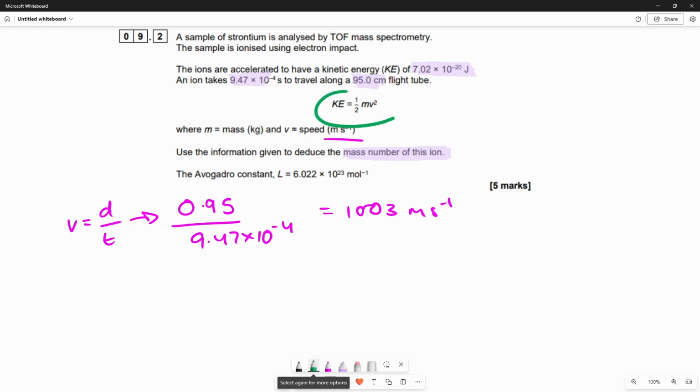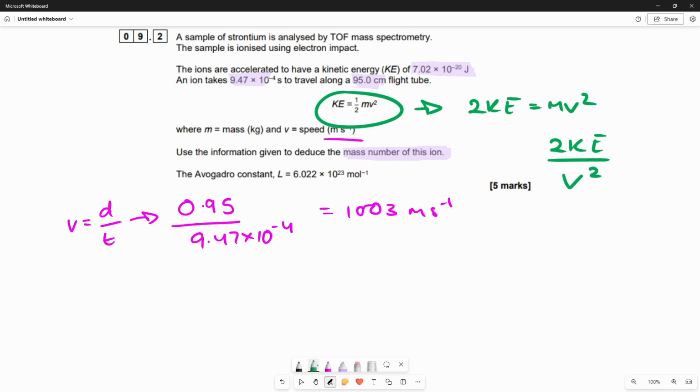So we want to find mass from this equation. So let's rearrange it to make mass the subject. First we'll multiply it by 2. So that's 2 KE equals mv squared. And now let's divide through by the v squared so we get the mass on its own. That's 2 KE over v squared equals mass.